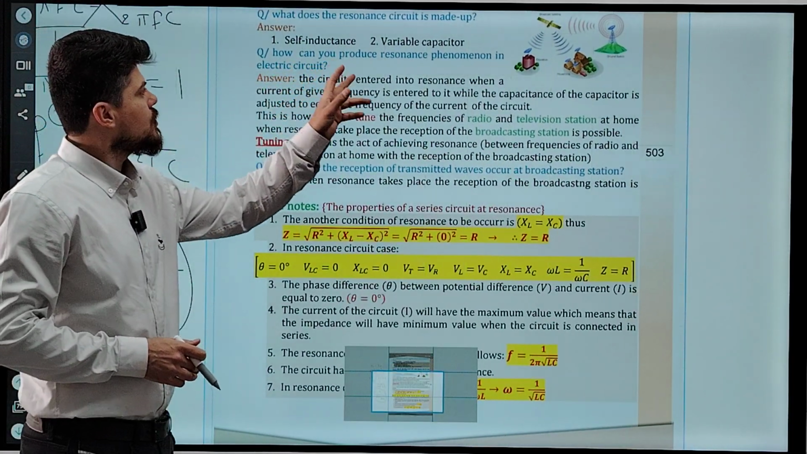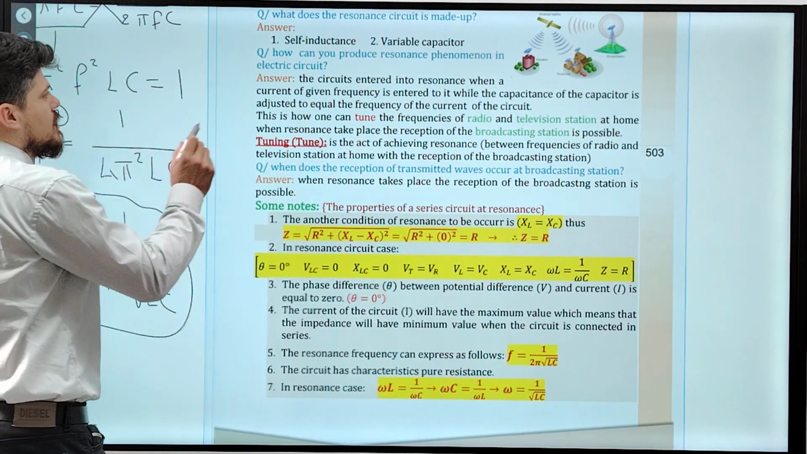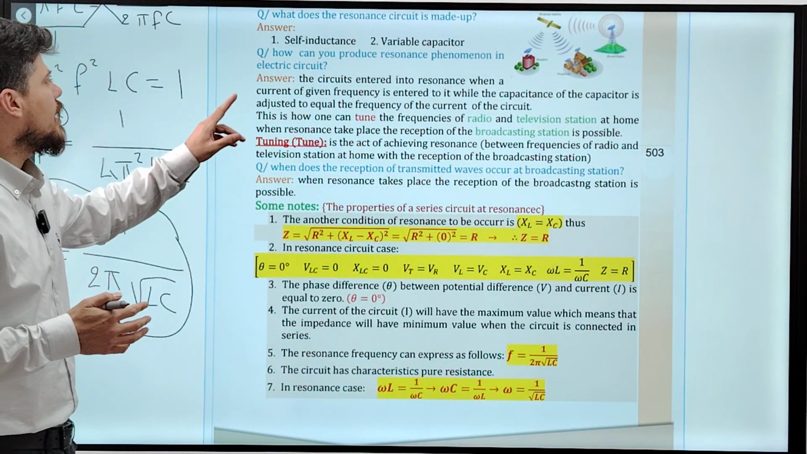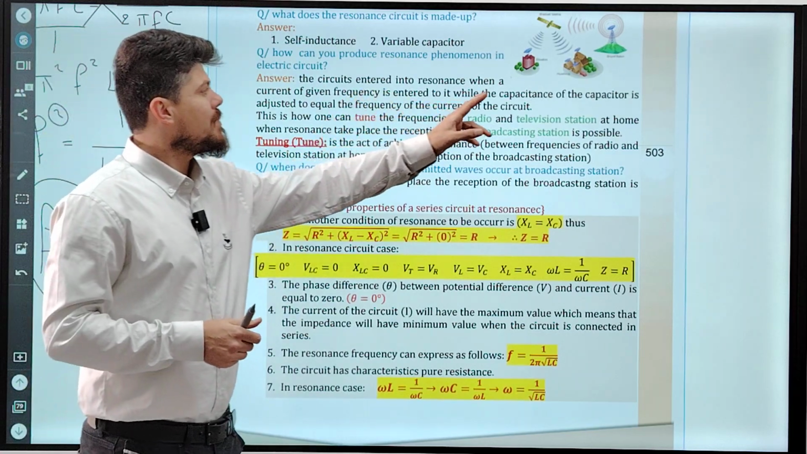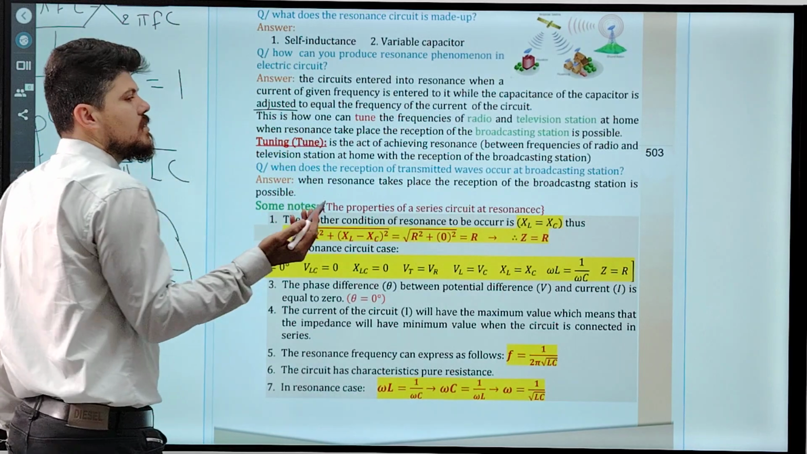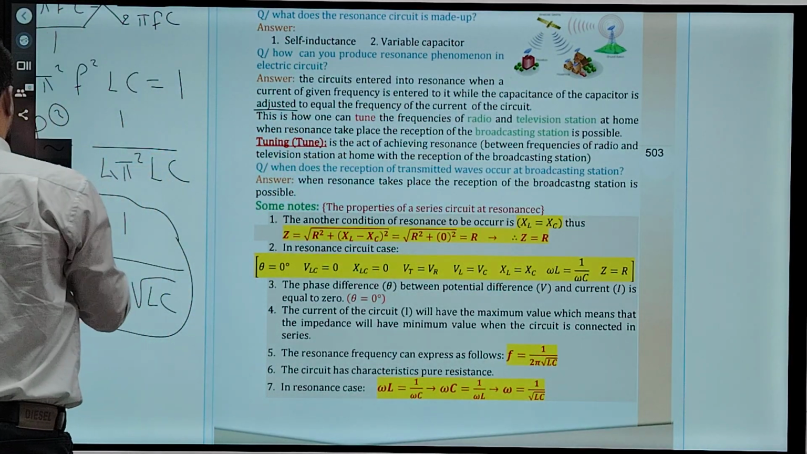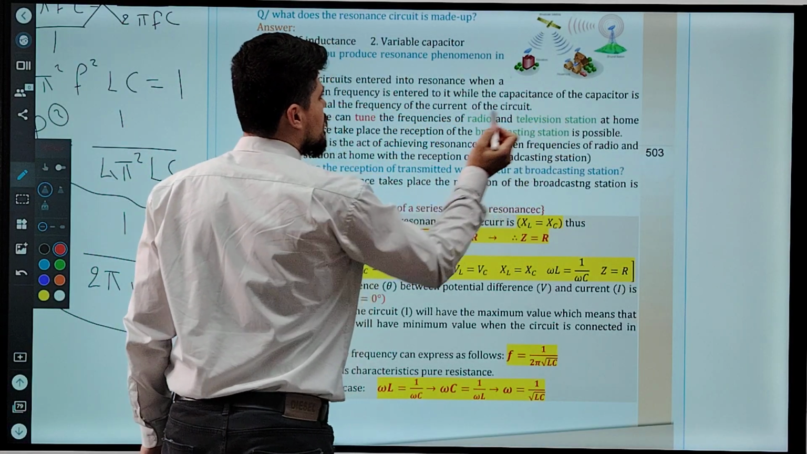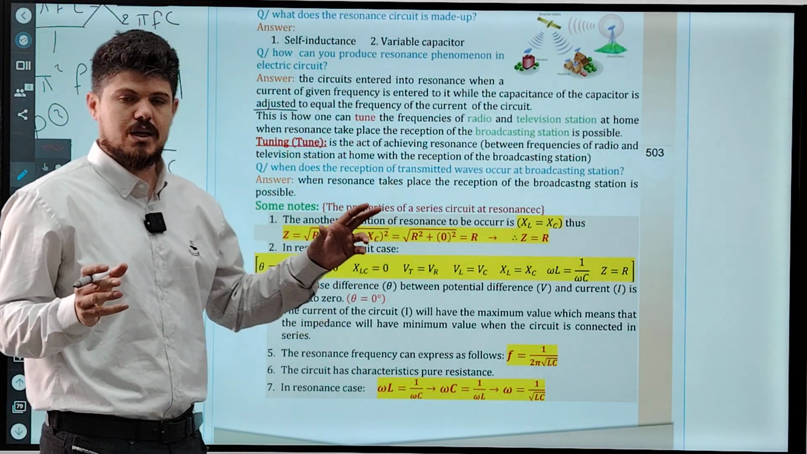So how can you produce the resonance phenomenon in an electric circuit? In an electric circuit, the circuit enters into resonance when a current of a given frequency is fed into it, while the capacitance of the capacitor is adjusted to achieve resonance, equal to the frequency of the current of the circuit.